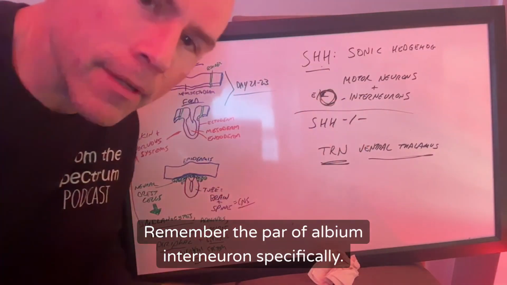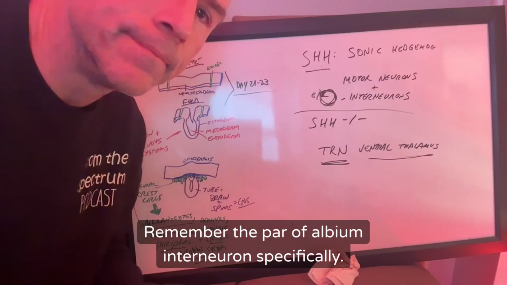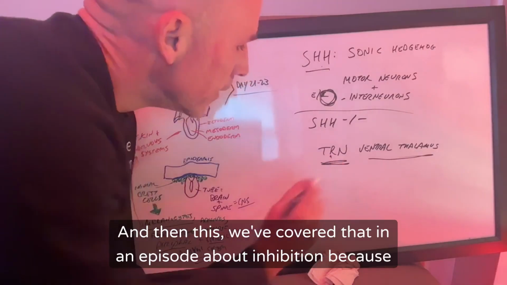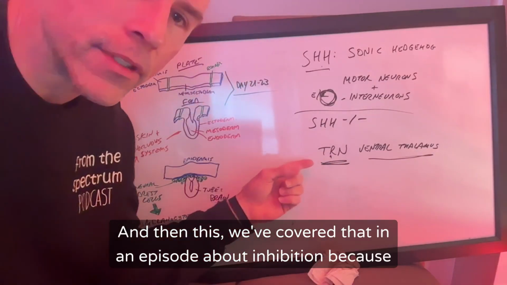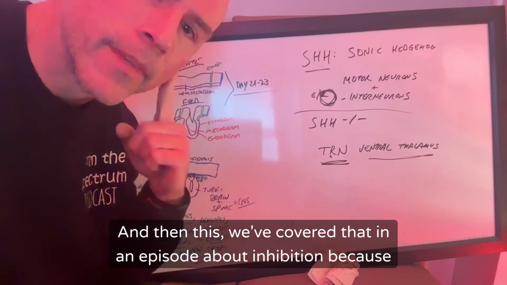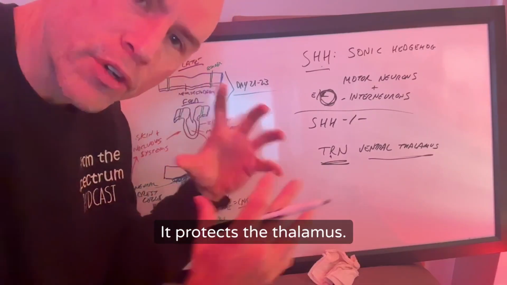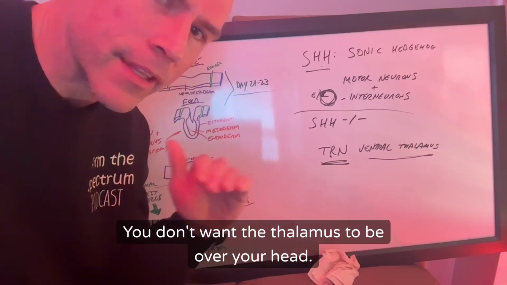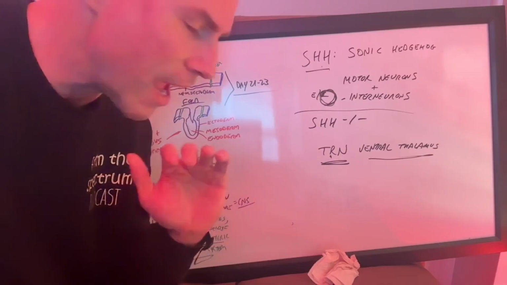Remember the parvalbumin interneuron specifically. And then this. We've covered that in an episode about inhibition because that's a sensory gate. It protects the thalamus. You don't want the thalamus to be overrun. Insane.